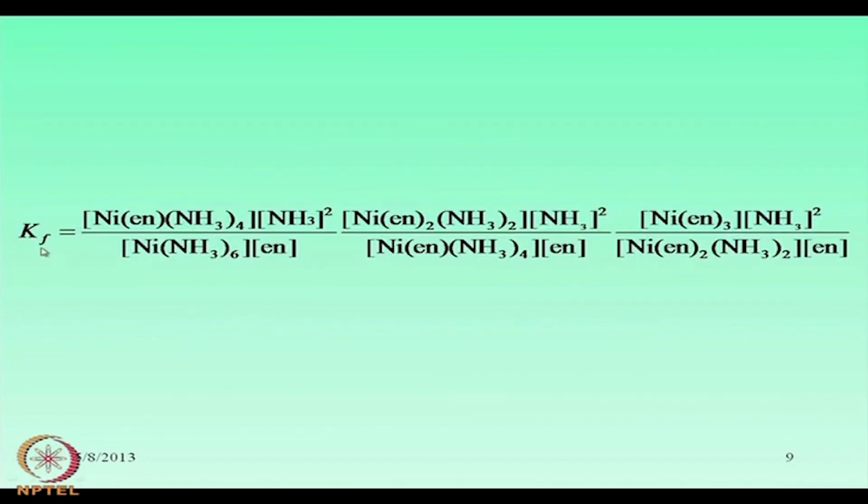Now, we see that the Kf value will therefore be the product of the corresponding K1 value for the formation of the species by the attachment of 1 ethylenediamine molecule, then the formation of the second species, that means the K2 value with 2 ethylenediamine groups attaching to the nickel center, and then third the K3 value for the formation of the tris species, and the concentrations of the species that we utilize to write down those expressions on the right hand sides. So, there are some common things.